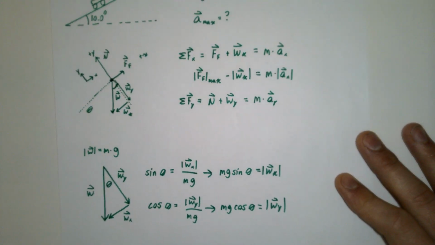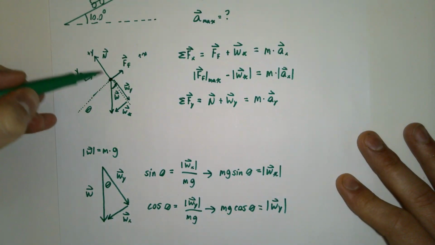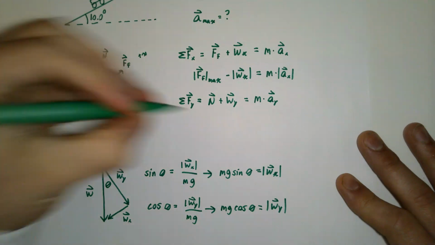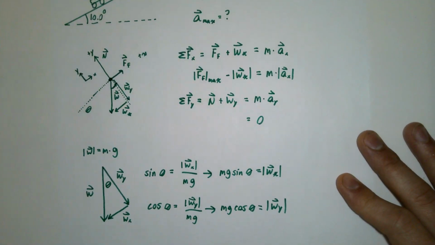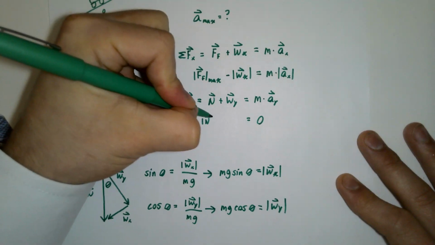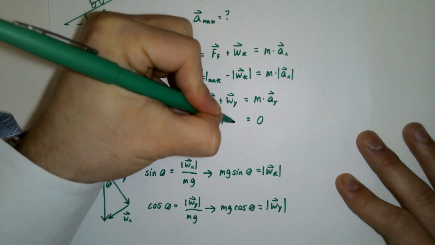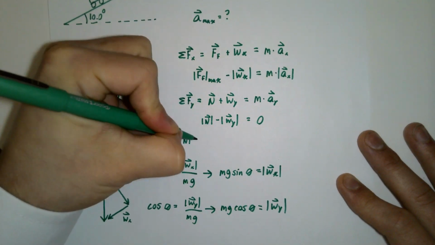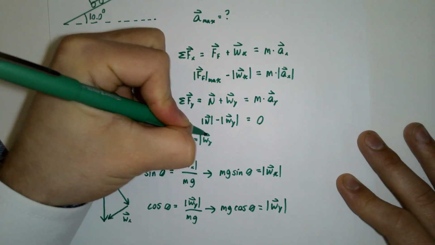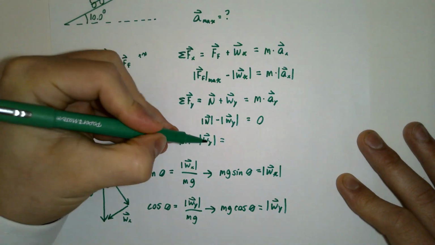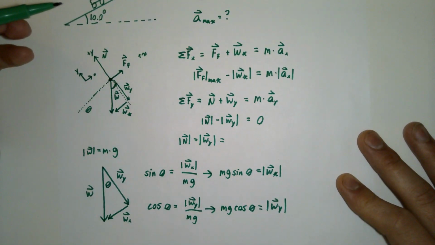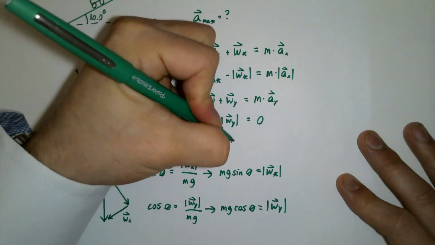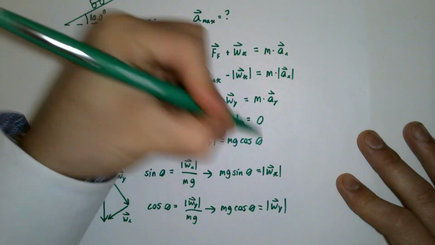Our crate is not accelerating perpendicular to the surface, so it's in equilibrium in the y dimension. Therefore, the net force is 0. Our normal force is positive. Our weight in y is in the negative direction. So we conclude that the normal force is equal to weight in y, which is equal to what we said down here, mg cosine theta.